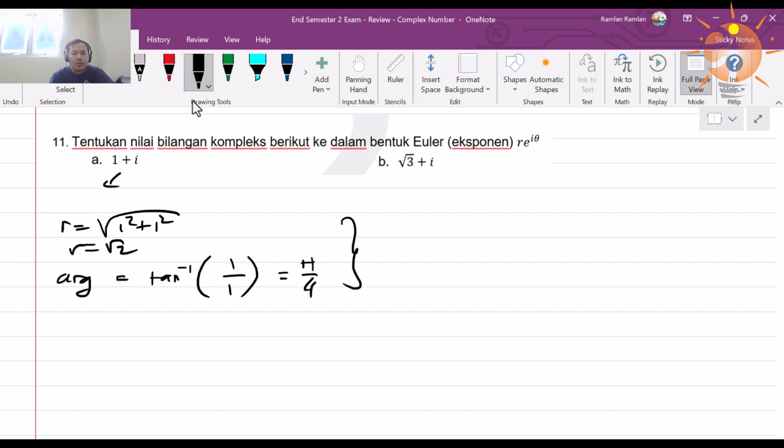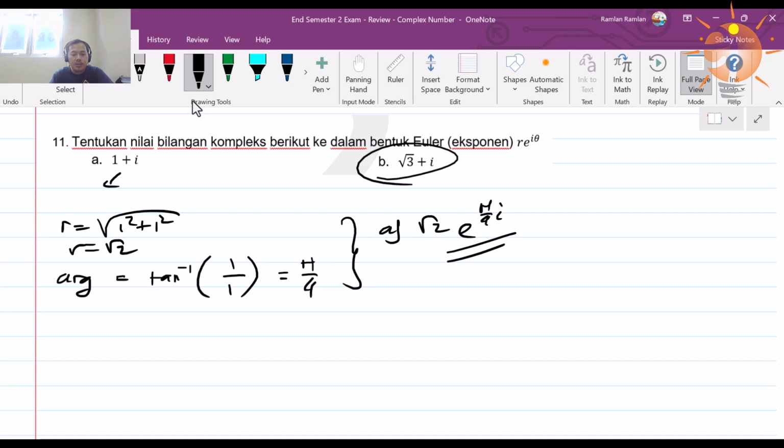So, which means that for question A, the exponential Euler form of this is just 2 square root of 2 times e to the power of i pi on 4, or you can write down the i later on. That's it. Pretty easy.